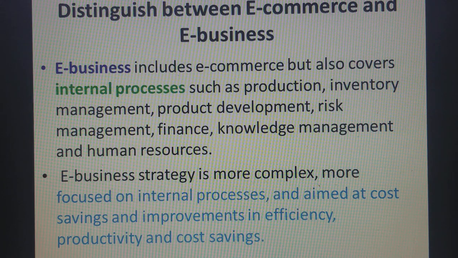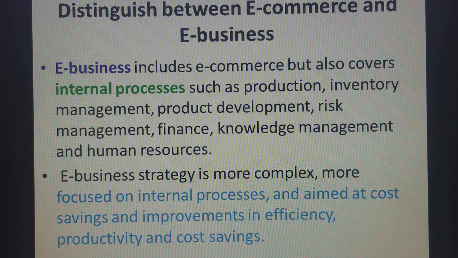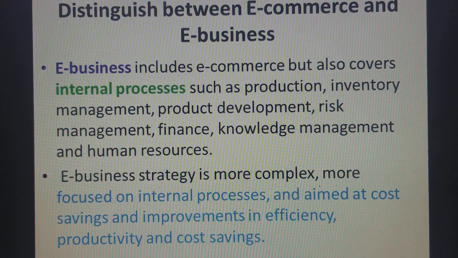E-business strategy is more complex. It is focused on internal processes, as we said before, and it is aimed at cost saving. So how do we improve the quality of our production, and how do we put new technological elements into our production process to reduce the cost of production? E-business is really making your business processes such that you are gaining in cost savings, improvement in efficiencies, and increased productivity. It uses electronic technology to bring down the cost of production and improve the process of your operation.